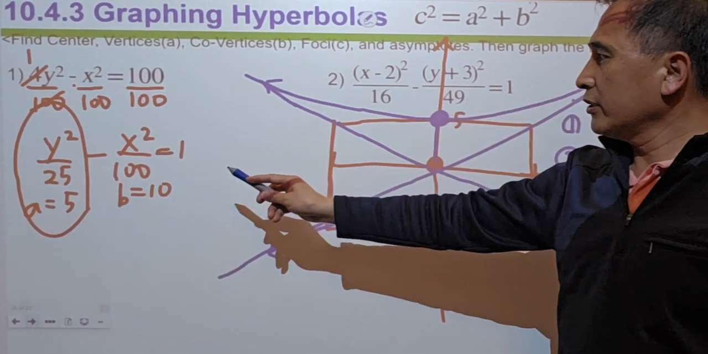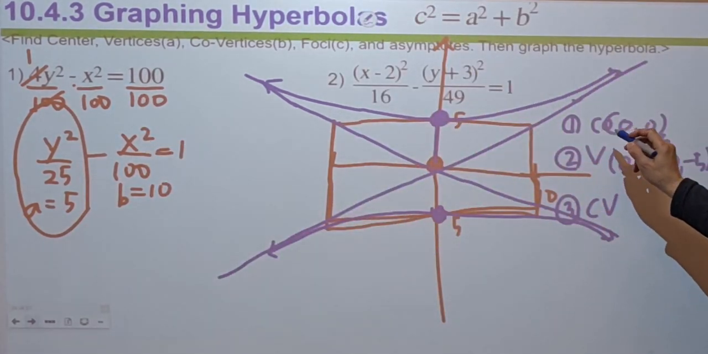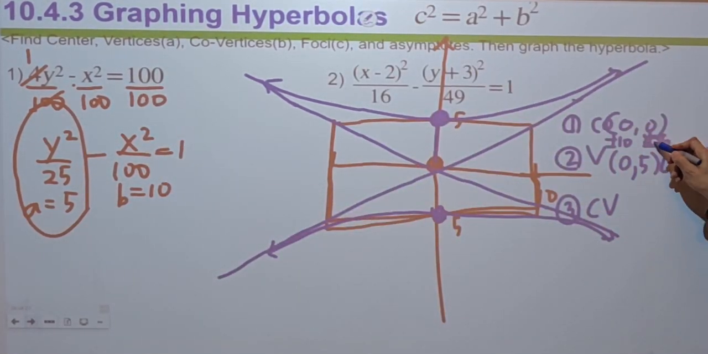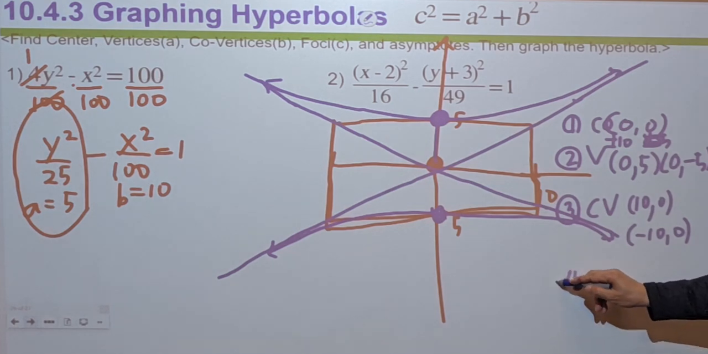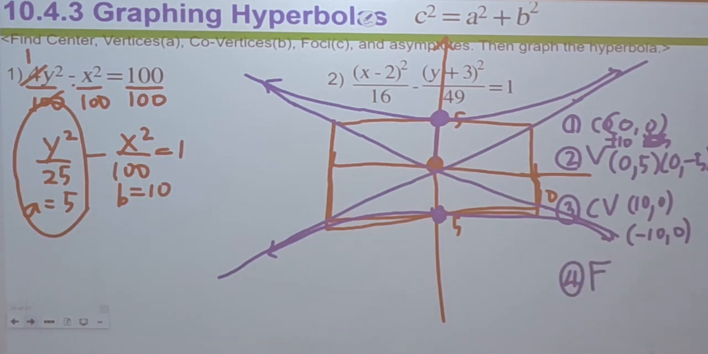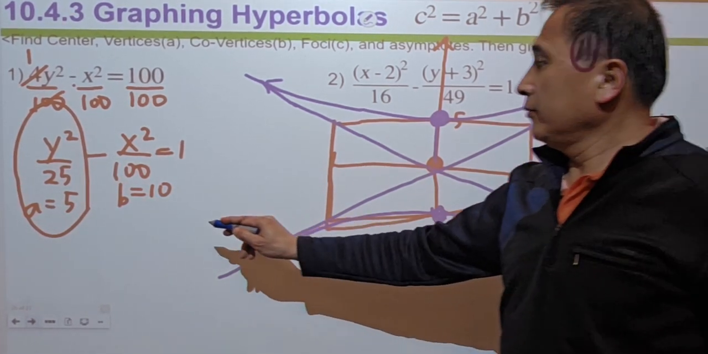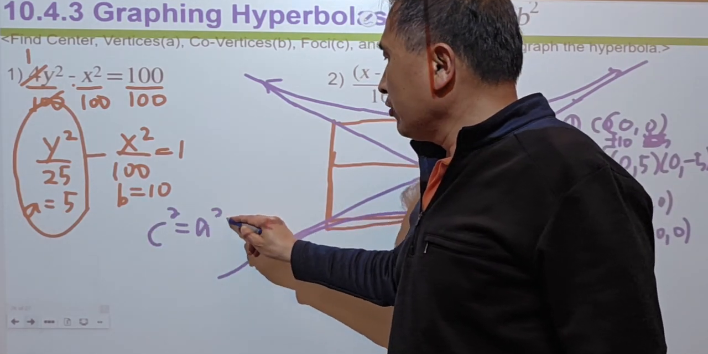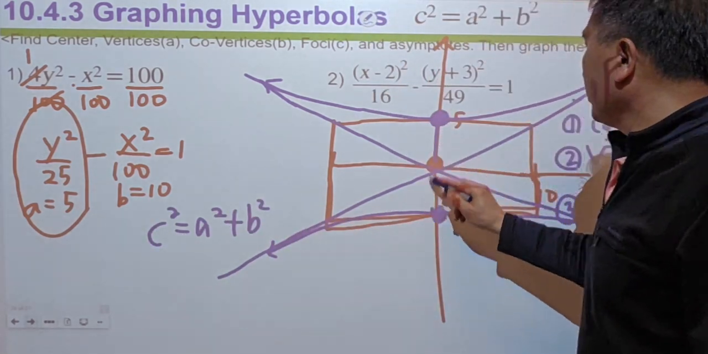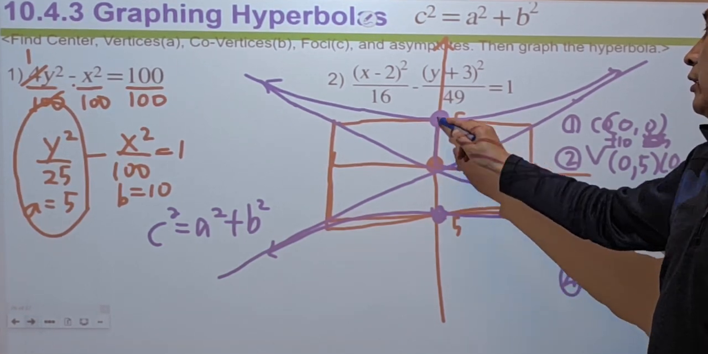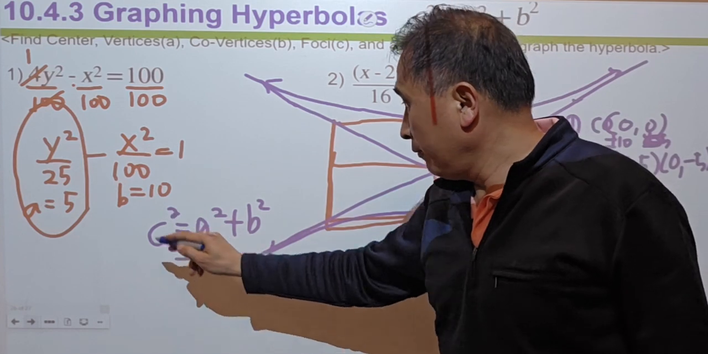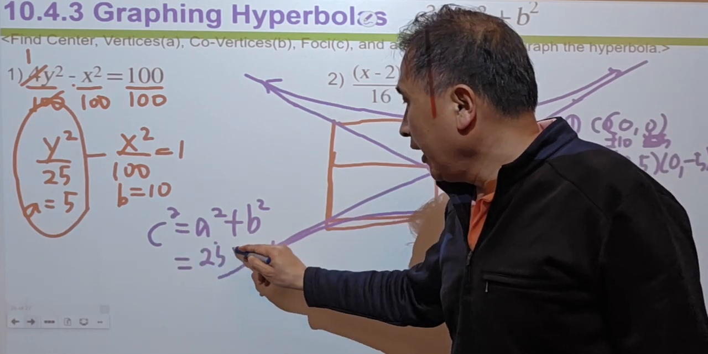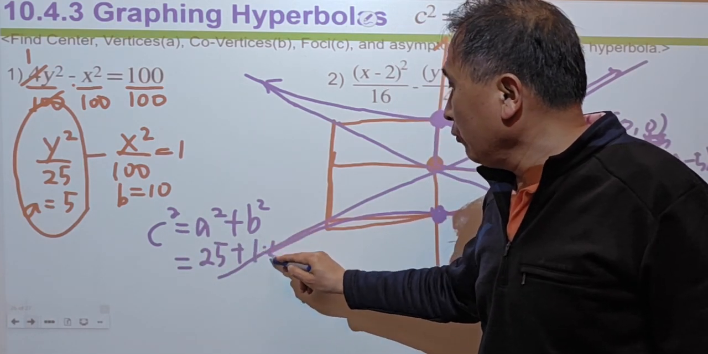B was the x side, and the x side is 10. So you're going to add plus minus 10 here, so (10, 0) and (-10, 0). And then the foci. To find the foci, you need to find C. C squared equals A squared plus B squared, the formula, because C is always the triangle's hypotenuse. This is C. Then A was 5, so 5 squared is 25, and B is 10, 10 squared is 100, so 125.